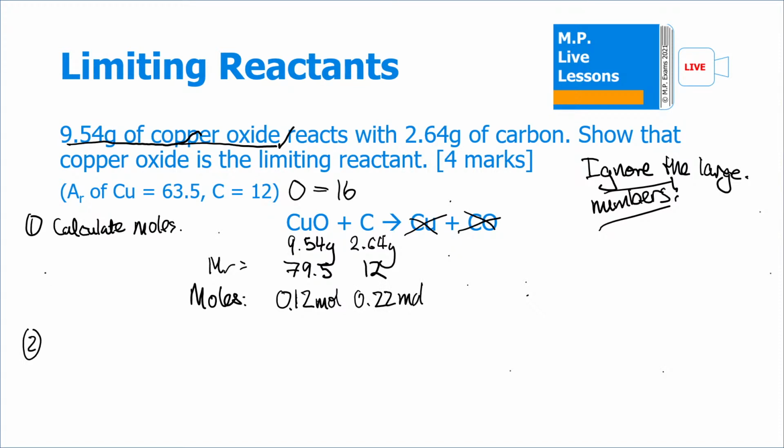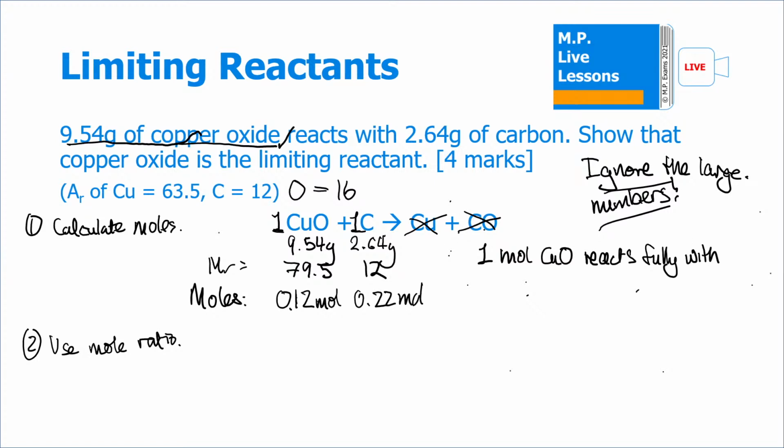The second step after this is to use the mole ratio. So when there's nothing before the chemicals, we can just put a 1 there to make things easier. So we know from this 1 mole of copper oxide reacts fully with 1 mole of carbon.